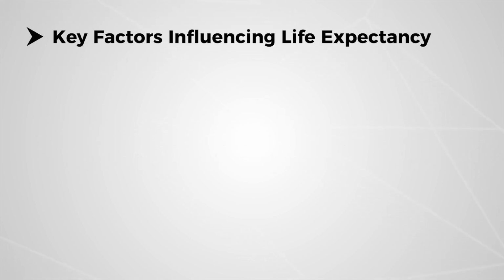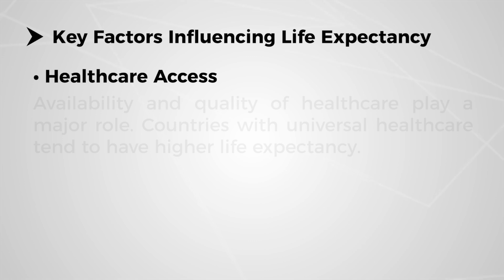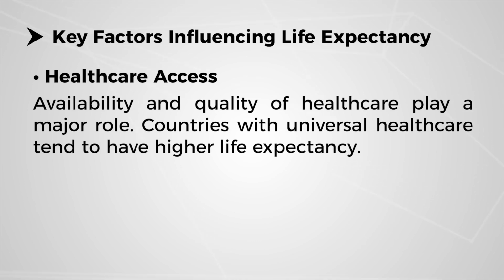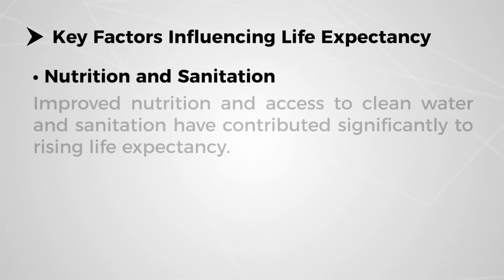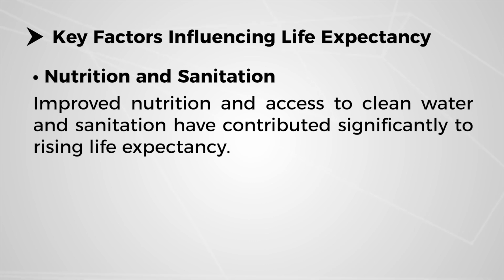So, key factors influencing life expectancy. Healthcare access: the availability and quality of healthcare play a major role, and countries with universal healthcare tend to have higher life expectancy. Nutrition and sanitation: improved nutrition and access to clean water and sanitation have contributed significantly to rising life expectancy.